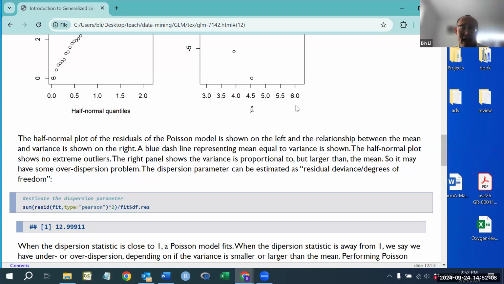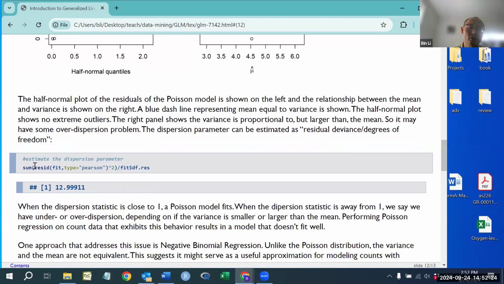And actually we can calculate the dispersion parameter by ourselves. In the ideal case, the mean and variance are the same, then the dispersion parameter should be 1, okay? How to calculate that? We can compare the sum of squared Pearson residuals.